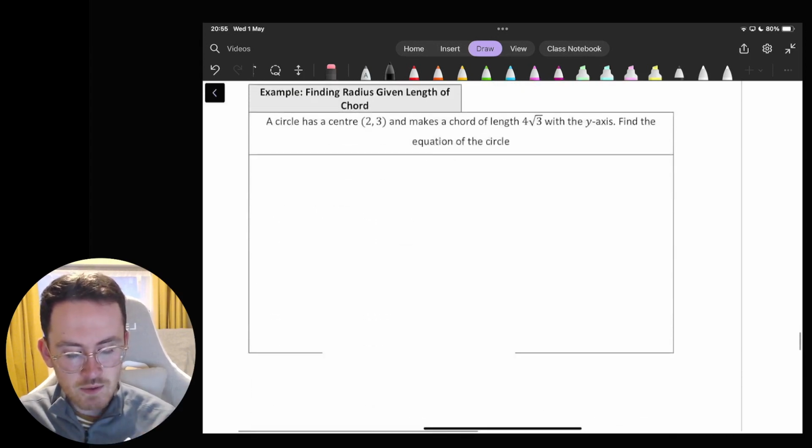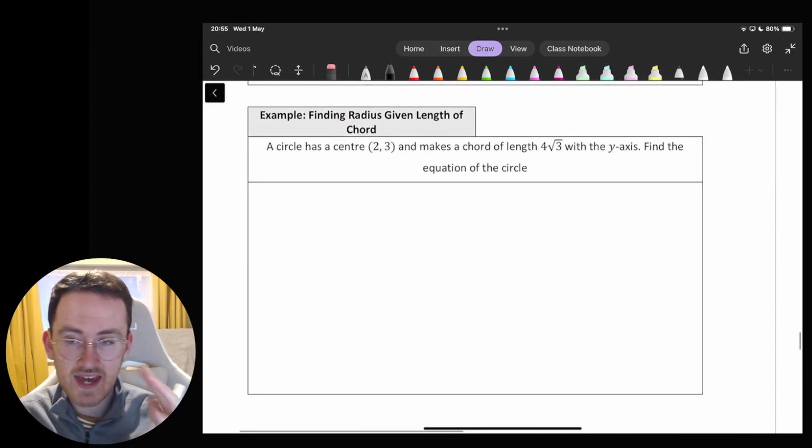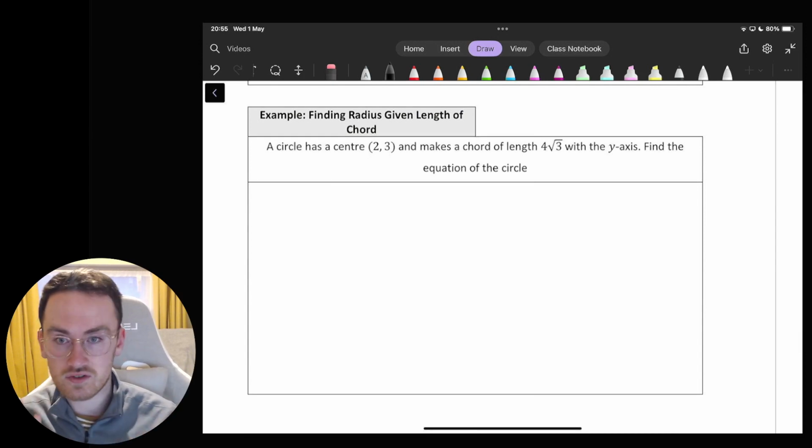So the last little type I want to look at here, or the last little extra bit of the question, is finding the radius of a circle given the length of the chord of the circle. So this circle has centre (2, 3), and it makes a chord of length 4√3 with the y-axis. Find the equation of the circle.